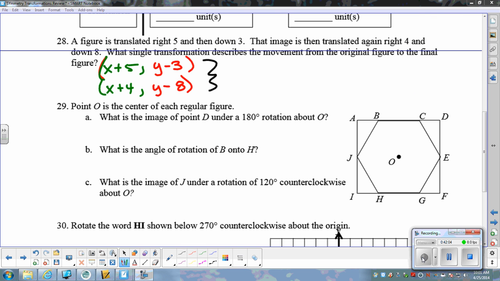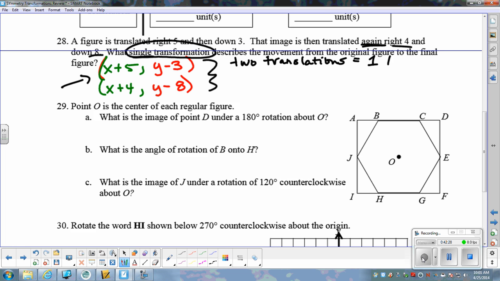On the next one, a figure is translated 5 right and then down 3. If it's translated again, right 4 and down 8, we want to say what single transformation describes the movement from the original figure to the final figure. So I've written this out in notation form as to what's occurring. Well, we have 2 translations, which means if we put 2 translations together, we're going to end up with 1 translation. So I'm just going to take the sum of how many times we're moving right. Now you want to take direction into mind. So these are both moving right.